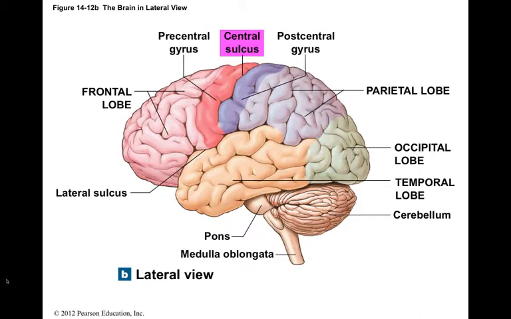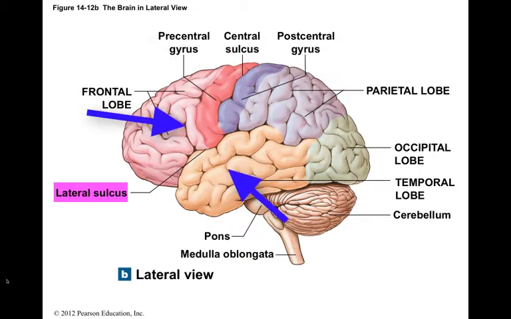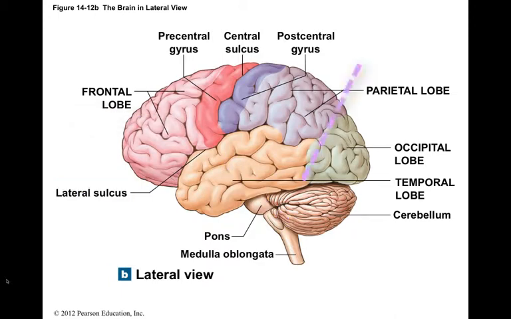On each hemisphere, the central sulcus, a deep groove, divides the anterior frontal lobe from the more posterior parietal lobe. The lateral sulcus is a horizontal groove that separates the frontal lobe from the temporal lobe. The parieto-occipital sulcus is a groove that separates the parietal lobe from the occipital lobe.